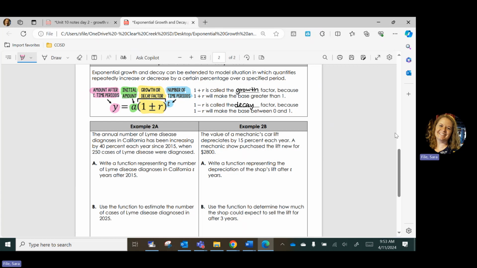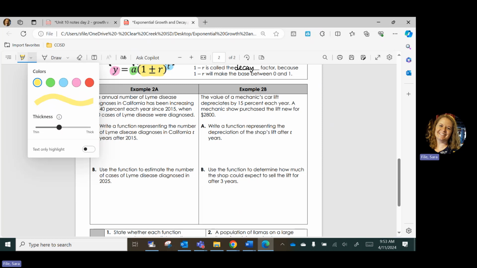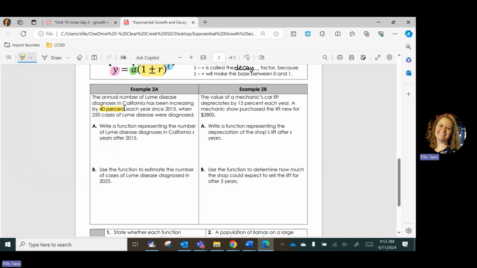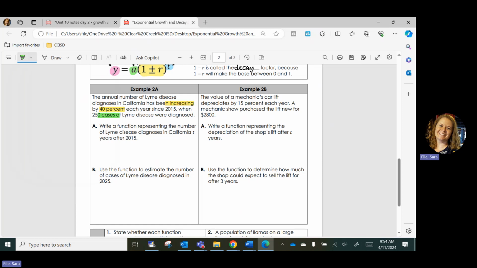So to set this up, it says, for example 2A here, the annual number of Lyme disease diagnoses in California has been increasing by 40% each year since 2015. Okay, so right there, that is my rate. That's my r. Okay, 40%, and it's increasing by 40%. Since 2015, when 250 cases were diagnosed. So that's our initial amount. We're starting initially in the year 2015 with 250 cases.